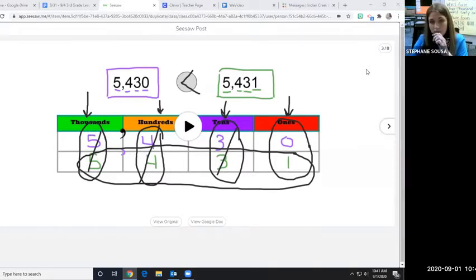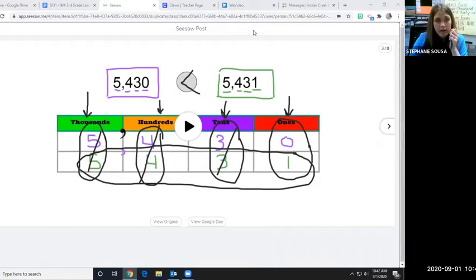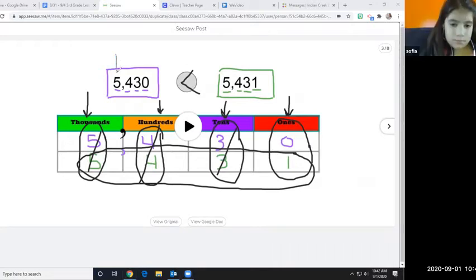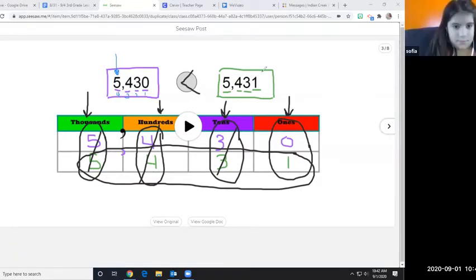Yes, Sophia. The 1,000 is confusing me. The thousands? The 5 and the 5. Okay, so if we look right here, do you see how this number has a 5 in the fourth place? 1, 2, 3, 4. Do you see that? You can stay unmuted, Sophia. That way we can have a conversation.